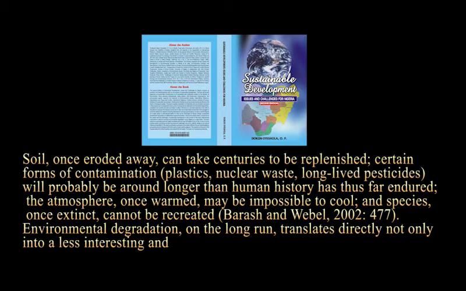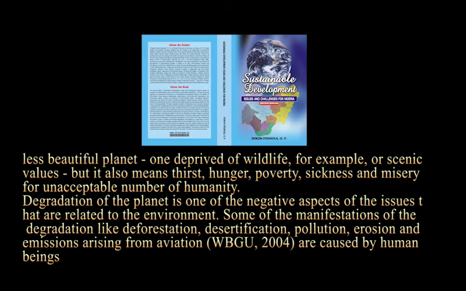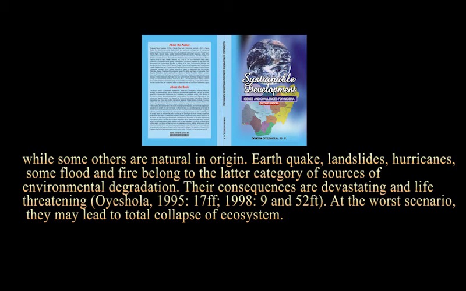Environmental degradation, in the long run, translates directly not only into a less interesting and less beautiful planet, one deprived of wildlife, for example, or scenic values, but it also means thirst, hunger, poverty, sickness and misery for an unacceptable number of humanity. Degradation of the planet is one of the negative aspects of the issues that are related to the environment. Some of the manifestations of the degradation, like deforestation, desertification, pollution, erosion and emissions arising from aviation, WBGU, 2004, are caused by human beings, while some others are natural in origin.